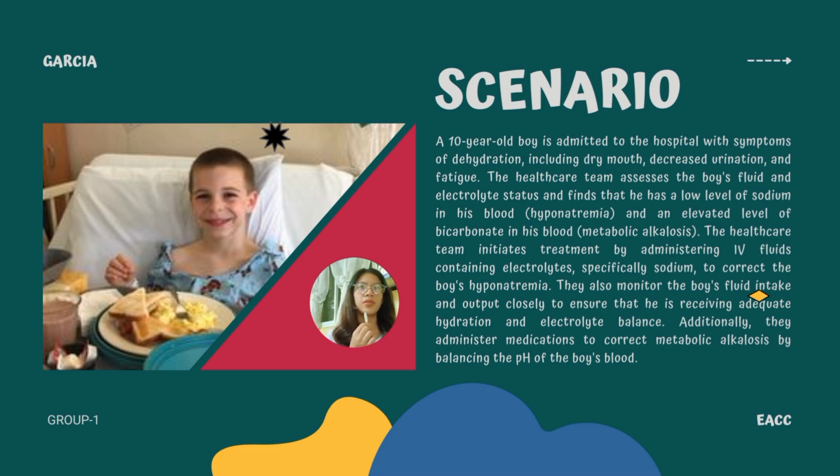They provide the family with guidelines for appropriate fluid and electrolyte intake, and encourage them to monitor the boy's hydration status regularly. Throughout the boy's hospitalization, the healthcare team continues to monitor his fluid and electrolyte status and adjust his treatment as needed to maintain optimal balance. Once the boy's electrolyte imbalances have been corrected, he is discharged from the hospital with instructions for follow-up care and monitoring to ensure that his fluid and electrolyte balance remains stable.